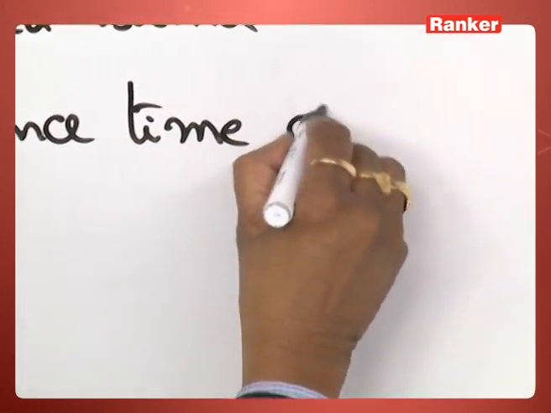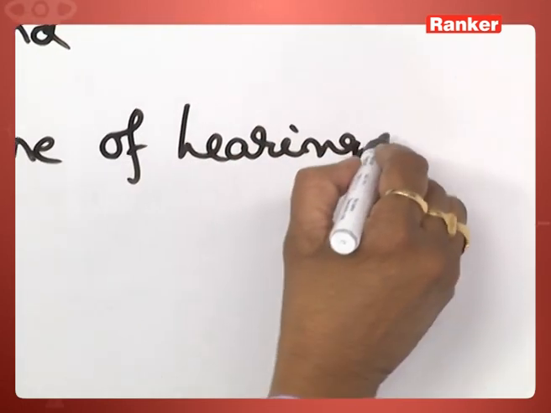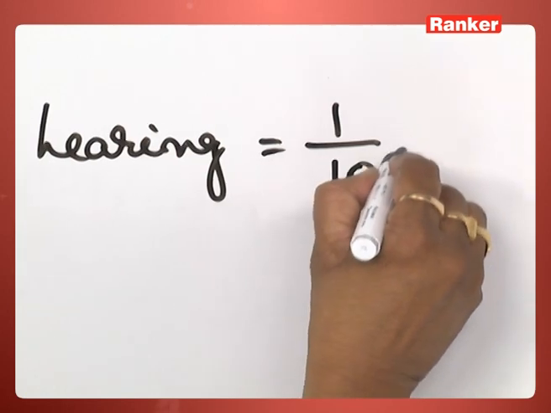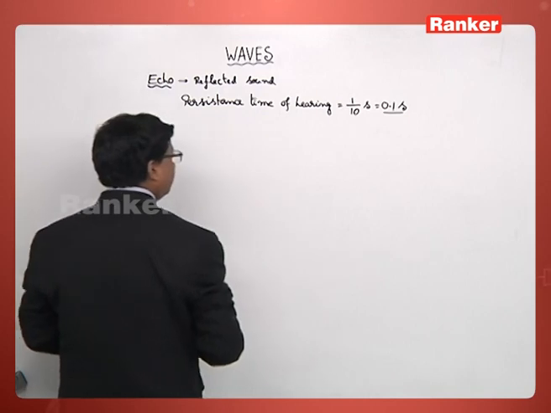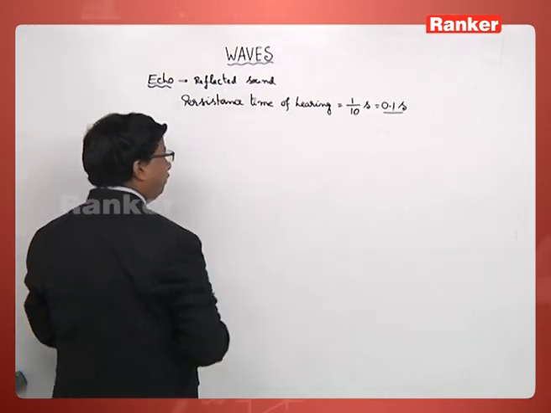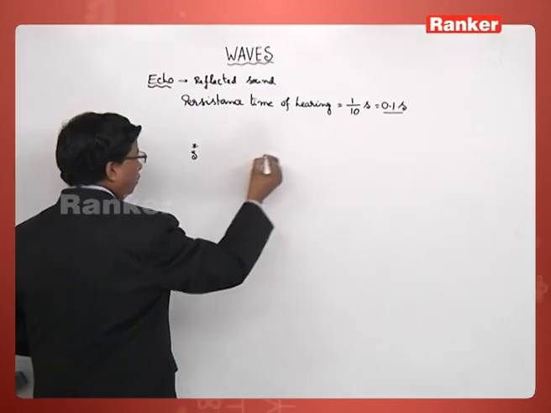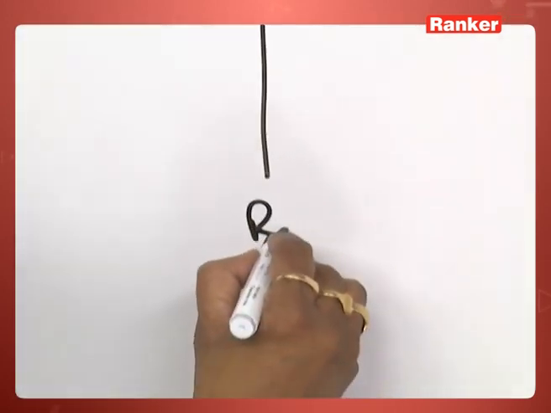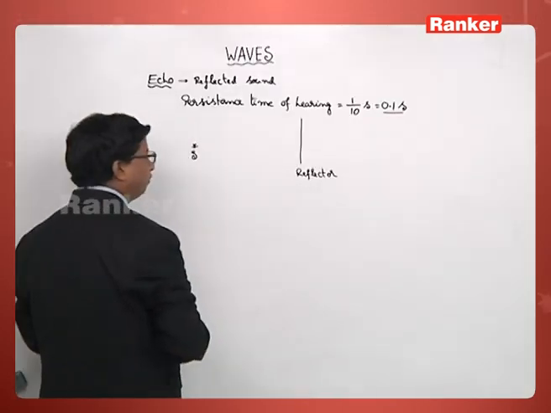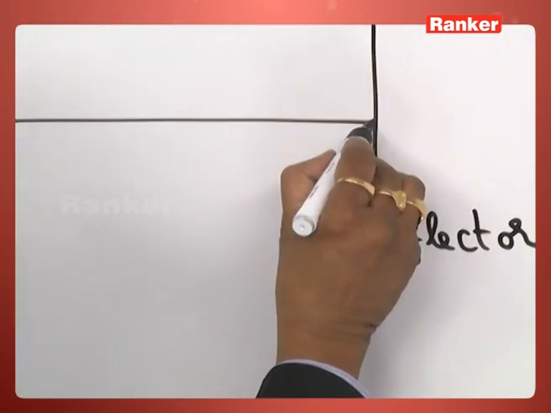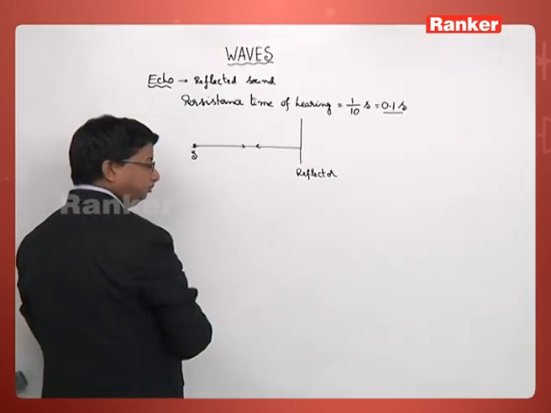So, the first thing we should understand here is the persistence time of hearing. Persistence time of hearing for the human ear is 1/10 of a second, that is 0.1 second. Considering this, let us take a source of sound and a reflector which reflects the sound. Sound goes to this reflector, strikes the reflector and comes back.